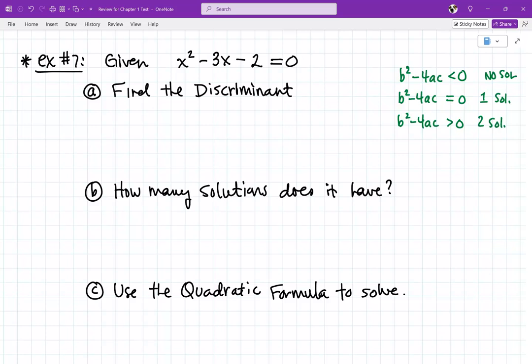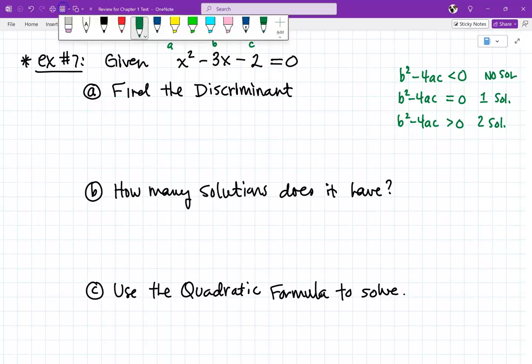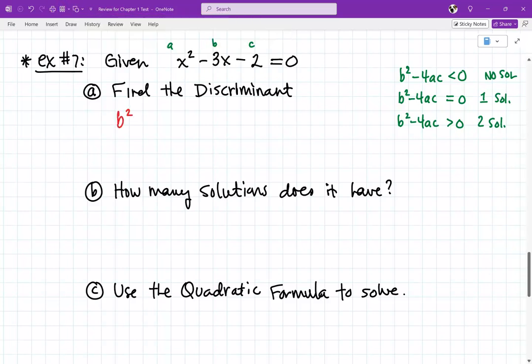So here we go. Find the discriminant of that problem. This is my A, my B, and my C. My formula is b squared minus 4ac. Let me plug in my information.